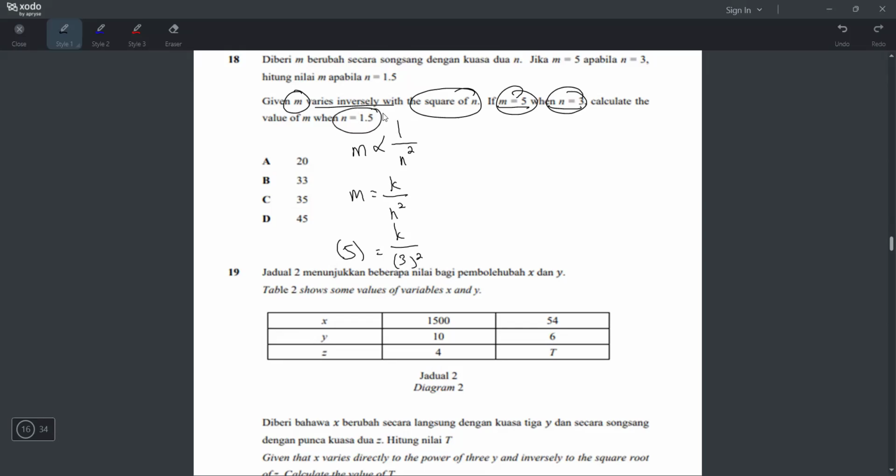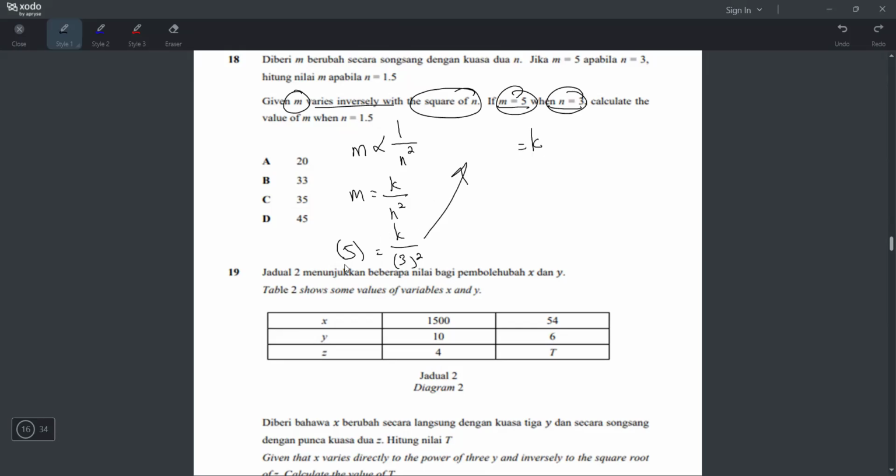Don't go and letak 1.5. If you letak 1.5 tak boleh, because this information is not complete. This information dia bagi N saja, dia tak bagi M. So you need to make sure you have dua-dua. This N 1.5 you cannot ganti first. You have to do it last. After you find your K, you rewrite the whole thing, then only you sub this. So let's find K first.